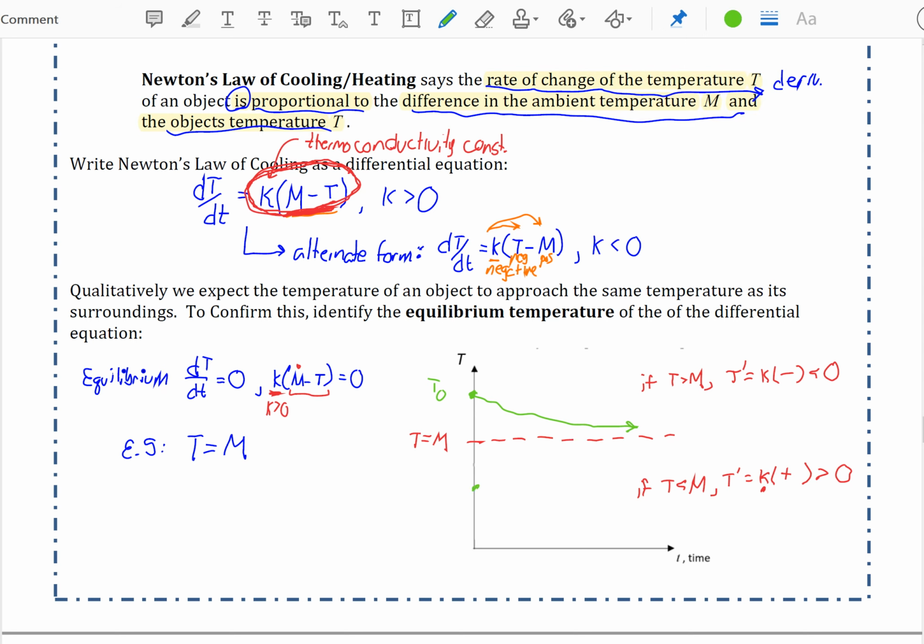This tells us that if an object's initial temperature T naught is less than the room temperature, it will heat up over time as it approaches room temperature. Because solutions that are above T equals M approach M, and temperatures that are less than M approach T equals M, this tells us that our equilibrium solution, T equals M, is a stable equilibrium solution.